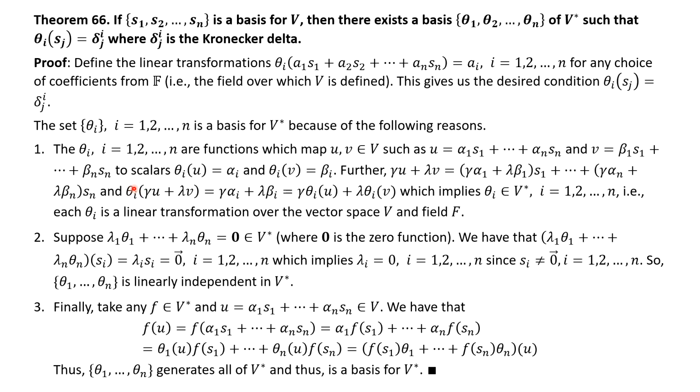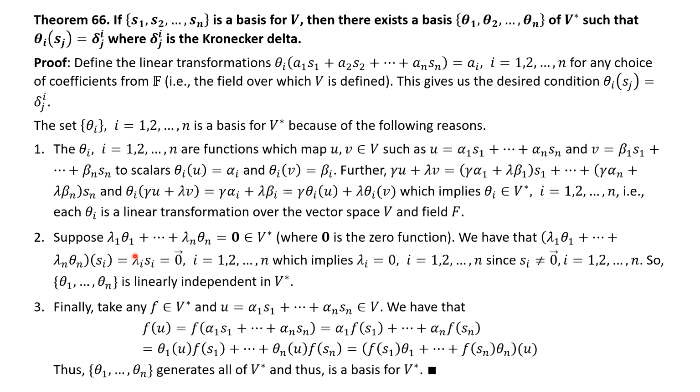Okay, and then we apply theta sub i to the linear combination. Looking at this expression here, theta sub i would pick off the ith coefficient, which would be gamma times alpha sub i plus lambda times beta sub i. That's from this. But then we have that alpha sub i equals this, beta sub i equals this, and we have this here. And that's the linearity property. So in other words, theta sub i is a linear transformation, and therefore it's in the dual space of V.